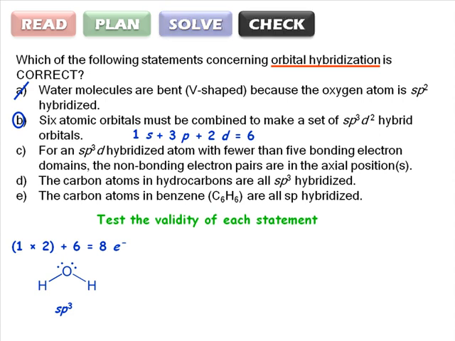Answer C states that for an sp3d hybridized orbital with less than 5 bonding electron domains, the non-bonding electron pairs are in the axial positions. First of all, we need to know what the geometry is around an sp3d hybridized atom. To make an sp3d hybridized atom, we need 1 s orbital, 3 p orbitals, and 1 d orbital. That's a total of 5 atomic orbitals. So the geometry we're looking for must have 5 electron domains. That's a trigonal bipyramid.